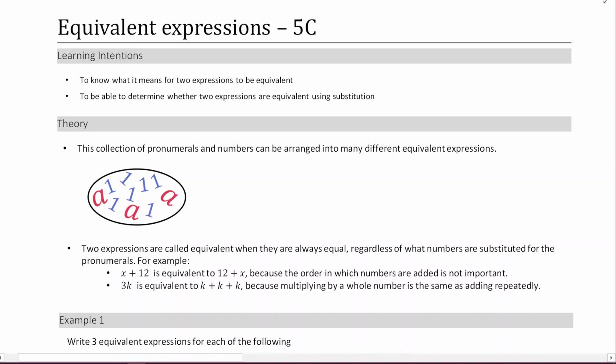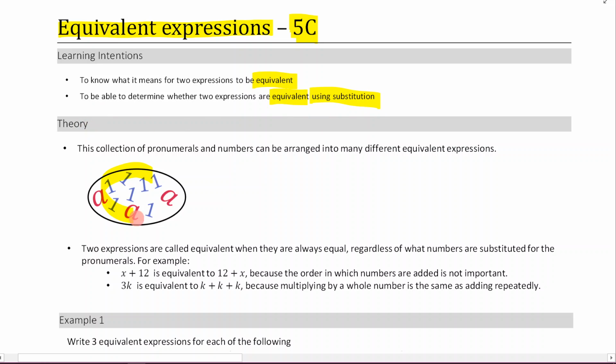Okay, so we are working through exercise 5C, which is about equivalent expressions. And what are our learning intentions? To know what it means for two expressions to be equivalent, and to be able to determine whether two expressions are equivalent using substitution. So let's go through some theory.